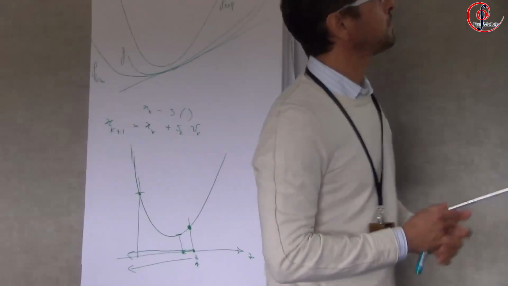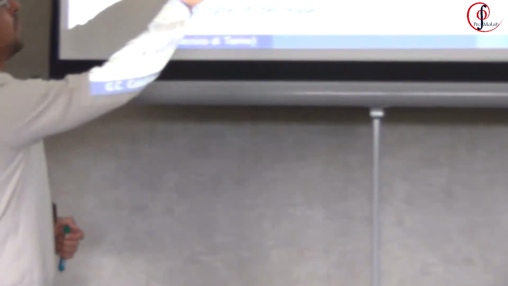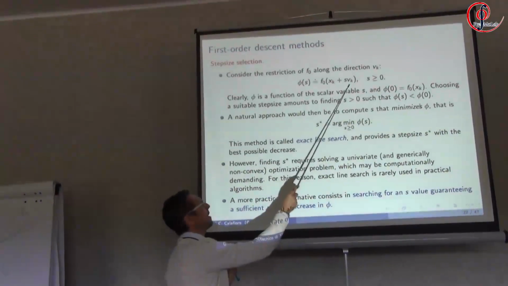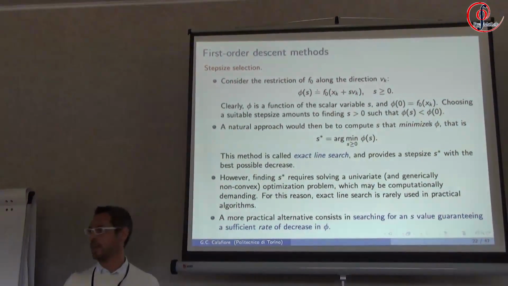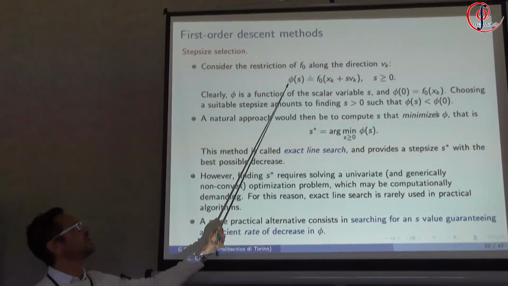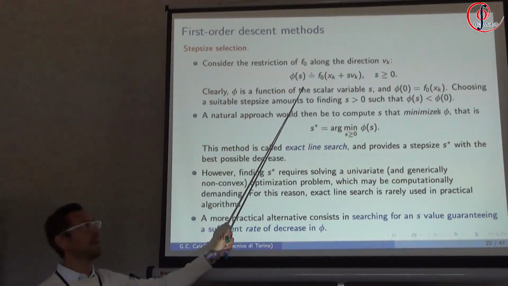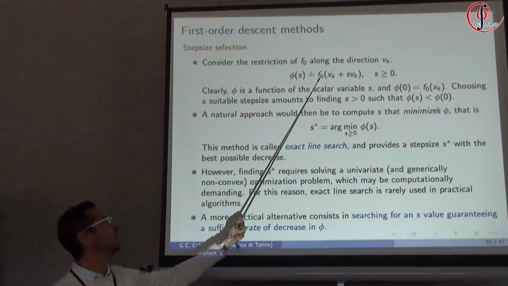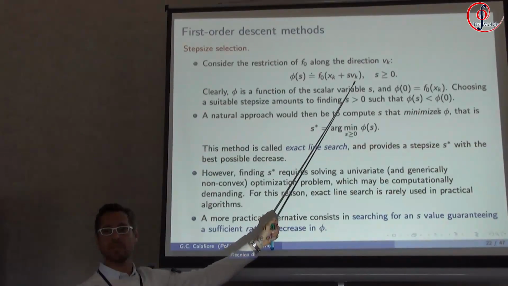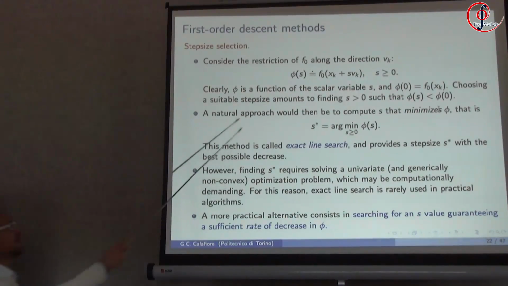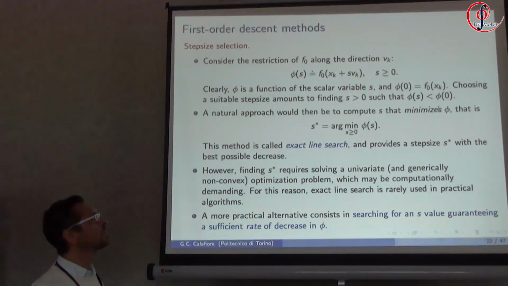So what do we do? We do the following. We have fixed the initial point xk. We have fixed the direction vk. And we want to find s. So we define this function phi of s. And phi of s is just the restriction of the objective function f0 along the direction given by vk for the negative value of s. So phi is a function of a scalar variable.